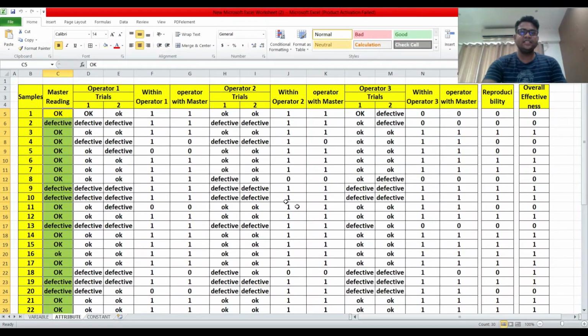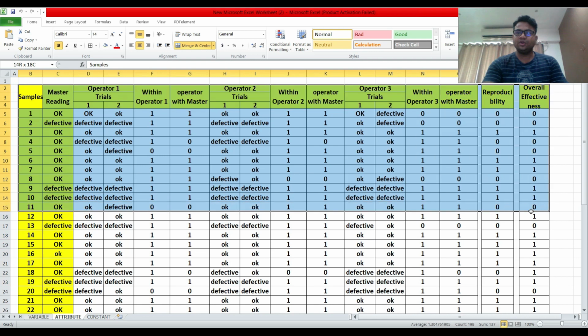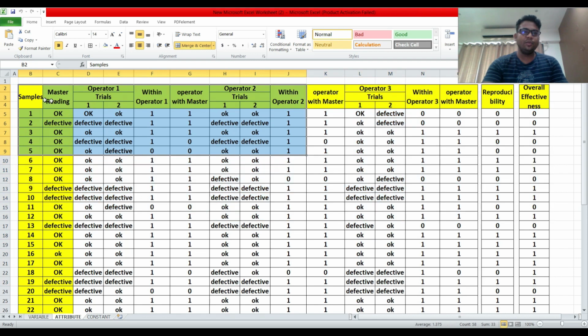So guys, this is the Excel sheet of attribute data MSA. I will explain how to make the attribute MSA on an Excel sheet. Here I have taken 30 samples, 1 to 30.